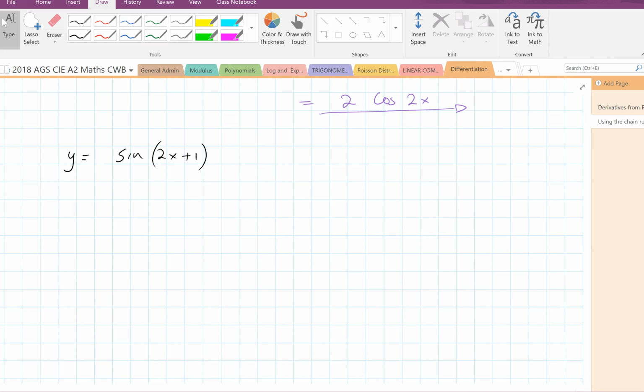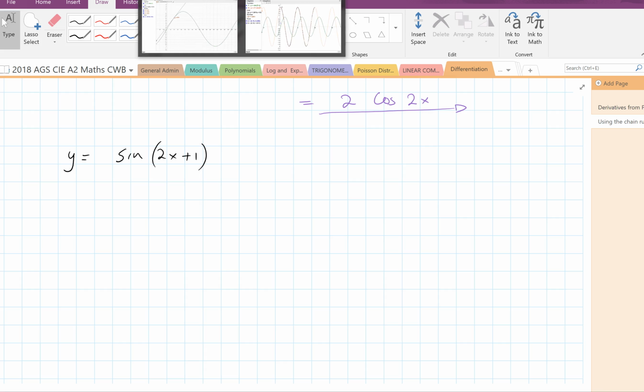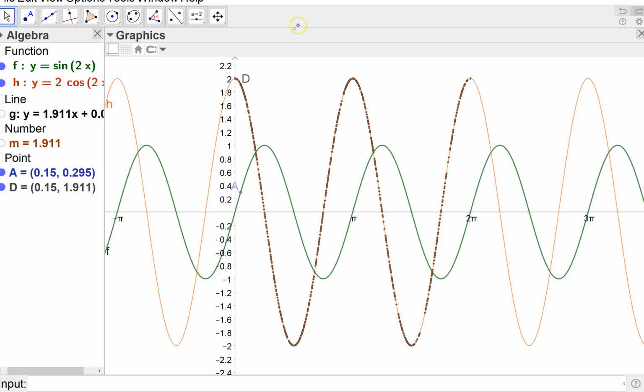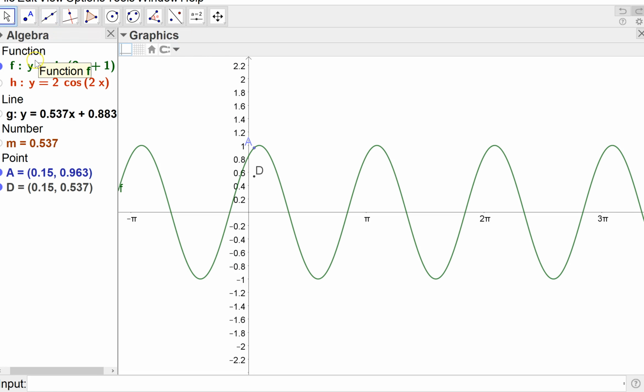So the next function that we looked at was this one, y is equal to sine of 2x plus 1. Well, if we go and take a look at the graph of this, we'll see what we can get. I just need to tidy this up. So this is what we've got now: y is equal to the sine of 2x plus 1.